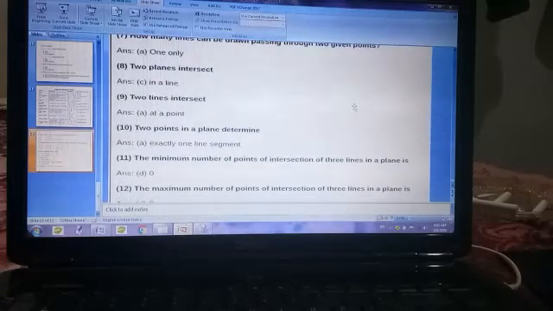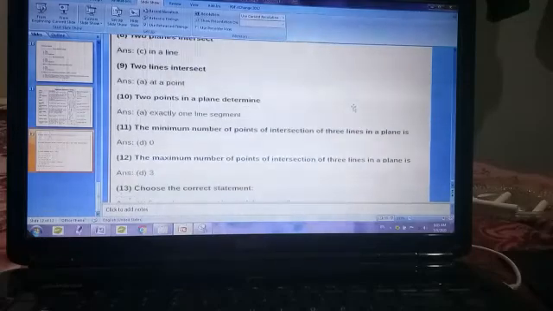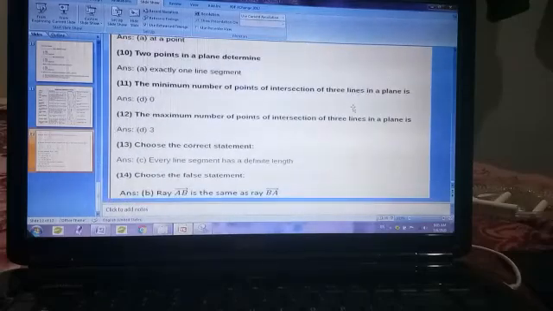Two planes intersect in a line. Two lines intersect at a point. Two points in the plane determine exactly one line segment. The minimum number of points of intersection of three lines in a plane is 0. The maximum number of points of intersection of three lines in a plane is 3. In the 11th one they can be parallel, and in the 12th one they are intersecting, that is why 3 intersecting points can be there.